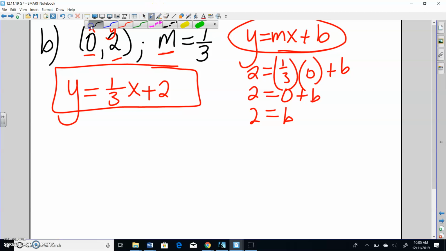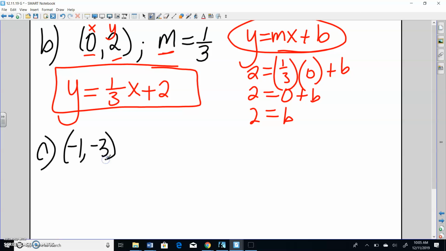All right, next one. Our point is -1, -3, and the slope is -3. We want to find the equation of that line.